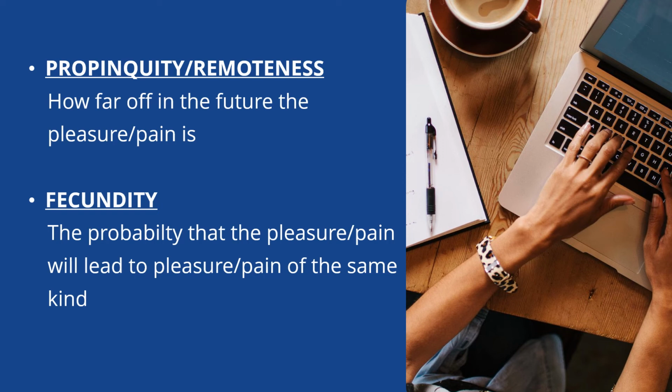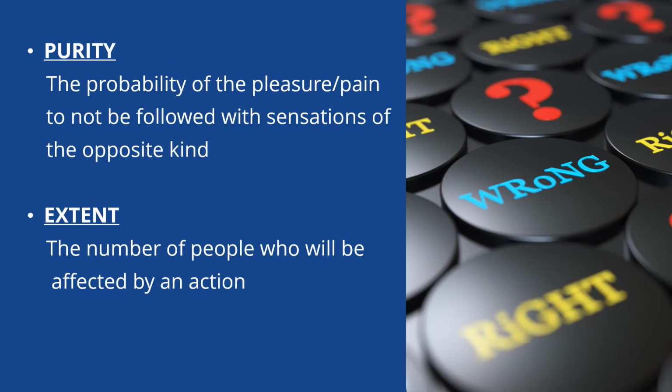The next one is fecundity, or also known as the probability that the pleasure or pain will lead to pleasure or pain of the same kind. Say, for example, you eat a piece of cake and eating it gives you pleasure. Fecundity exists in whether or not you will still feel the same pleasure if you kept eating the cake many times. This, of course, applies in the opposite sense, or rather, if you'll still feel the same pain if you kept doing something repeatedly.